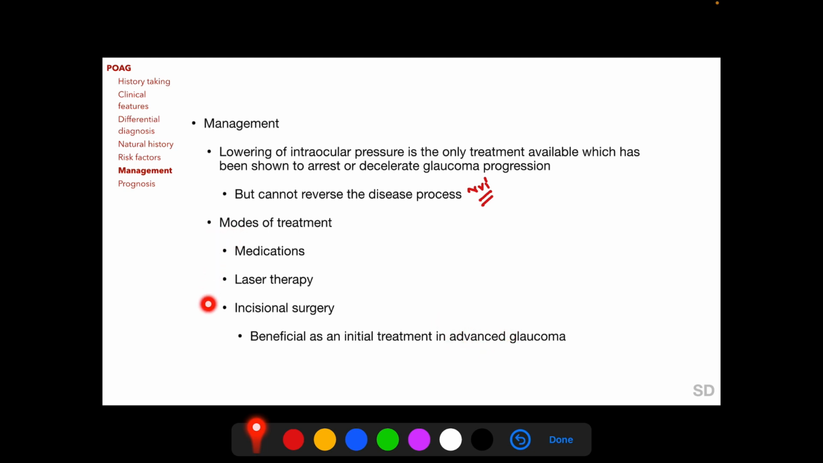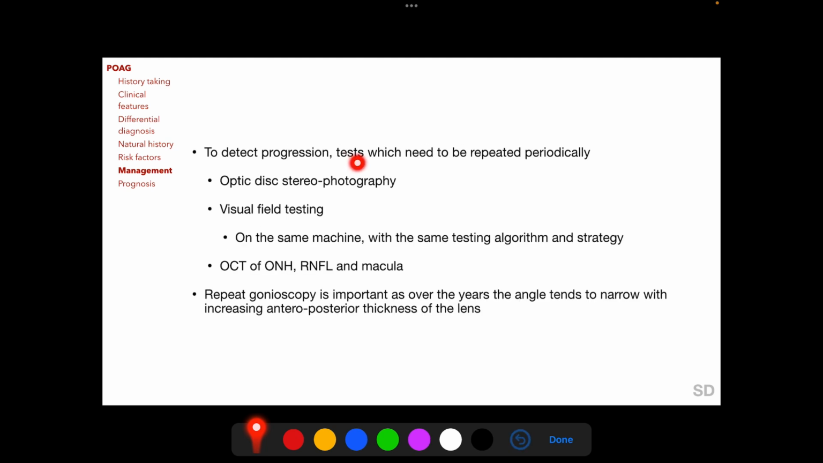We will be discussing the modalities later in their respective sessions, and several tests must be repeated periodically in established glaucoma patients to detect progression, and they include optic disc stereophotography, visual field testing, and OCT of the optic nerve, retinal nerve fiber layer, and macula.